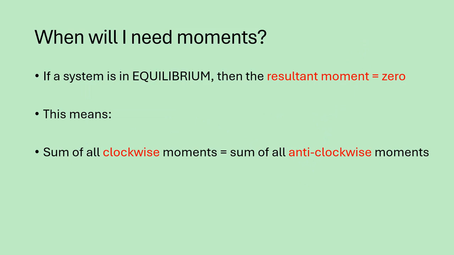So pretty much any equilibrium problem you're going to see on the exam is going to be in terms of moments. The key principle to remember is that if a system is in equilibrium, then the resultant moment is zero. This means that the sum of all the clockwise moments is going to equal the sum of all the anti-clockwise moments. They're going to come together and cancel out. Previously, you may have just considered upwards and downwards forces, leftwards and rightwards forces, and equated those together. Now we get an extra element to play with: the resultant moment about any pivot must be zero. And this pivot point could be anywhere.